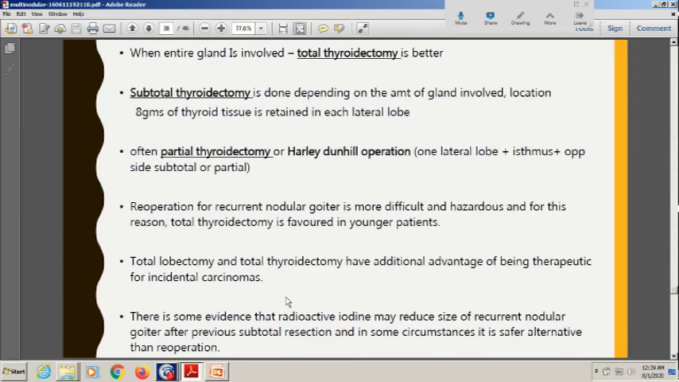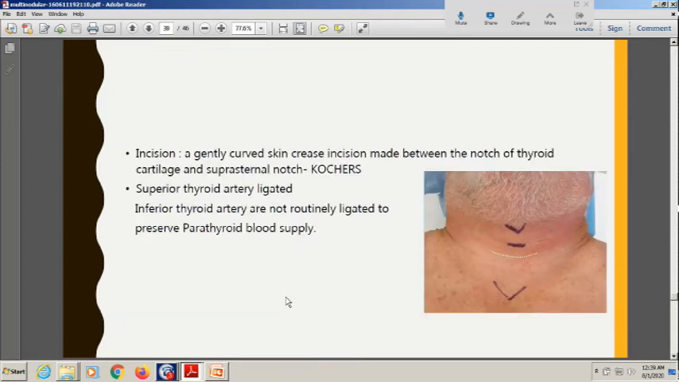Now you have to just remember the name of the incision, which is Kocher's incision. Kocher did many things related to the thyroid: Kocher's incision, Kocher's test.